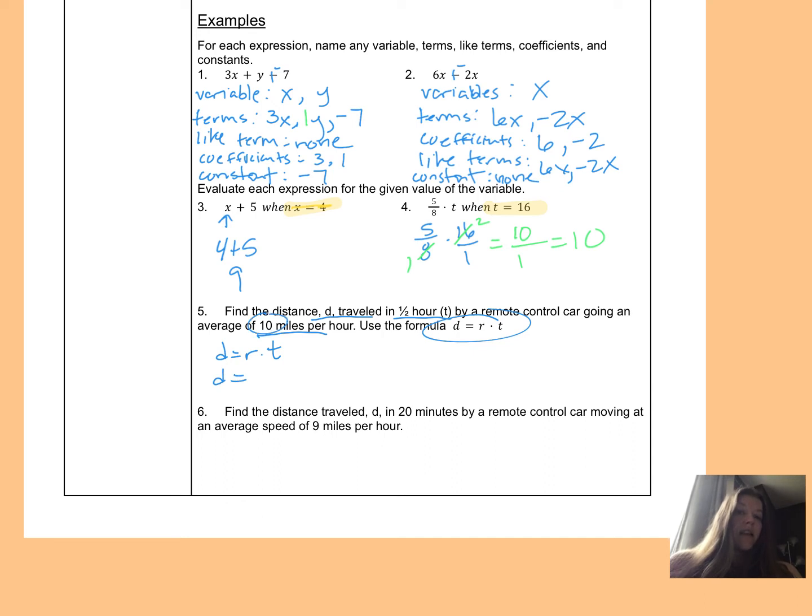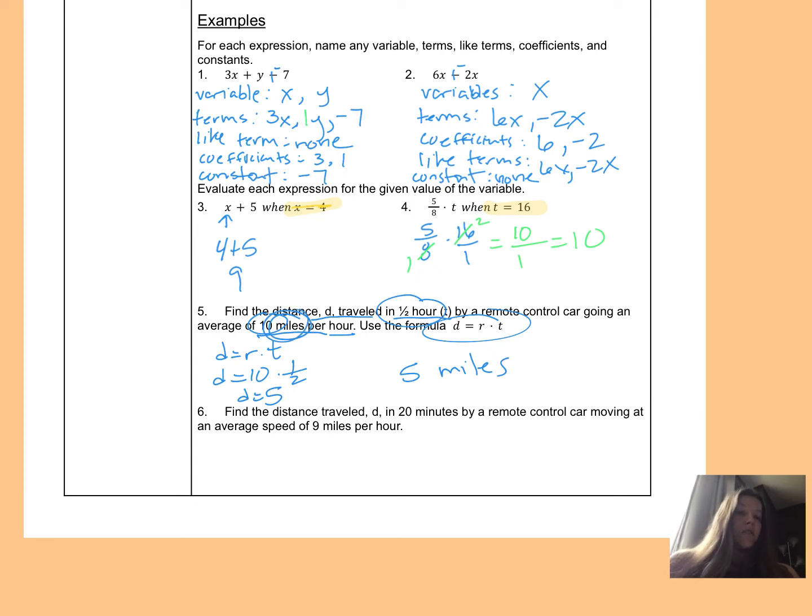Rate, it says, is 10 miles per hour. And our time is half an hour, so we're plugging in 1/2 for t. Now I can just multiply. 10 times a half, or 1/2 of 10, is 5. So then our distance is 5 miles. I know it's miles, because we're talking about miles per hour.